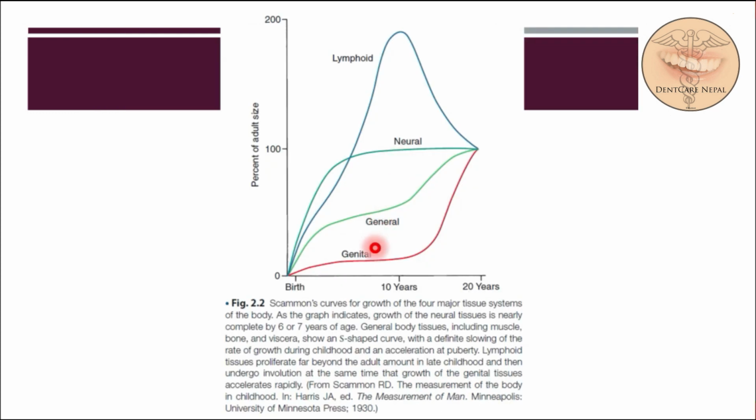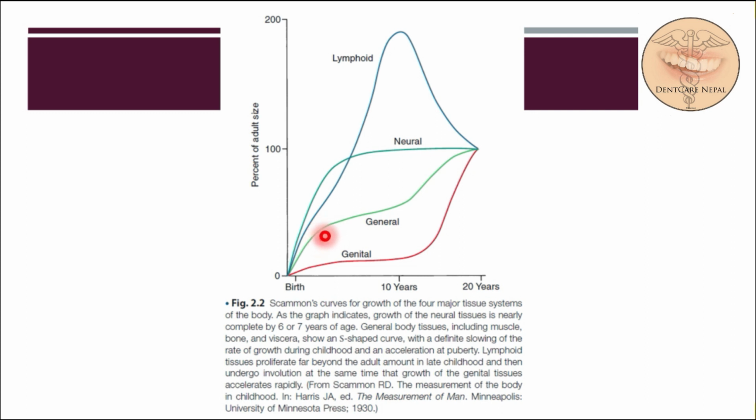Similarly, Scammon's growth curve indicates that different tissue systems have different timing for growth. For example, lymphoid tissue at the age of 7 to 8 years reaches a maximum of around 200% of the adult size, and it gradually declines. Neural tissue at the age of 5 to 6 years reaches 90 to 95% of its development, and it matures earlier. Whereas general body tissues follow a sigmoid shape.